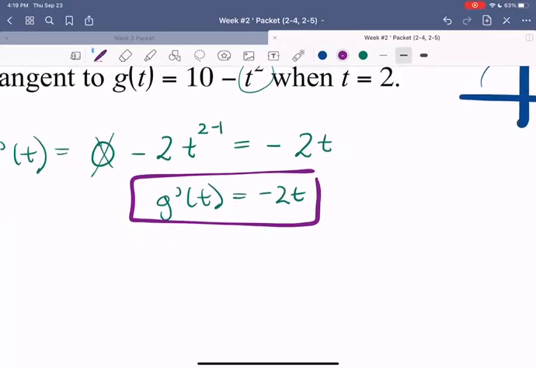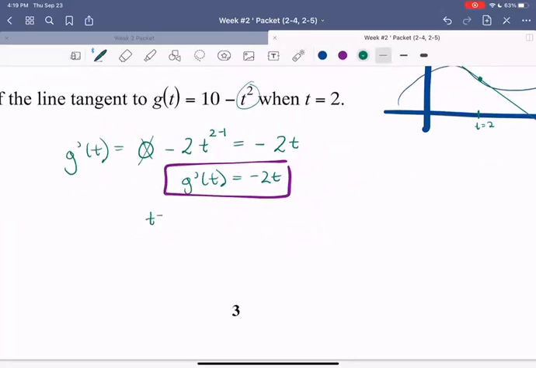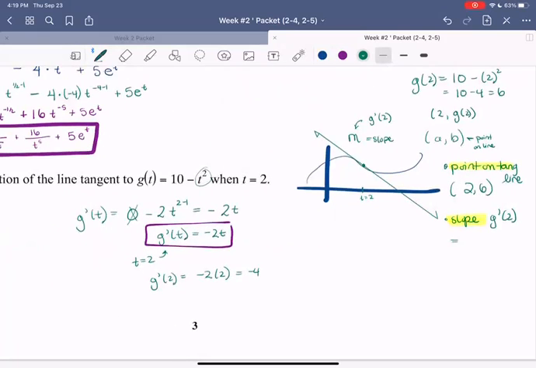Then to compute the slope of our tangent line, we just plug in t equals 2 into our derivative. So g prime of 2 is equal to negative 2 times 2, which is negative 4. So now we know the slope of our tangent line is negative 4.